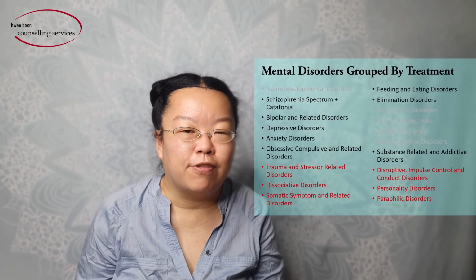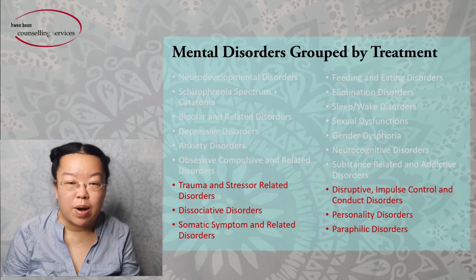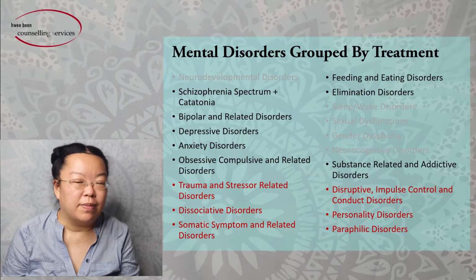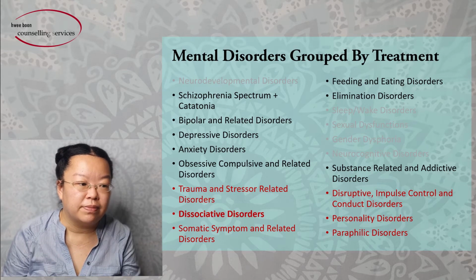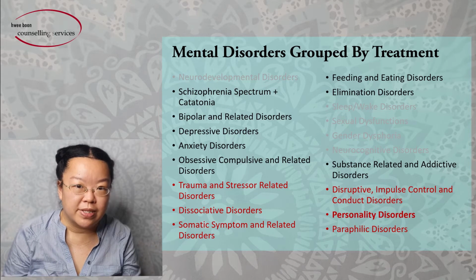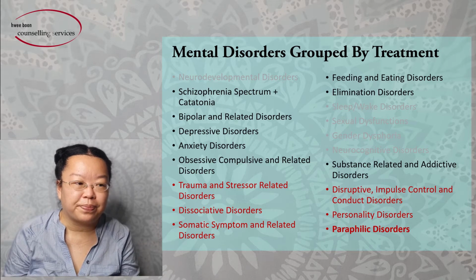So here's a list of all the 19 different mental disorders. Those that are in red are primarily disorders that improve after the client or the patient receives psychotherapy, and they include disorders like trauma and stressor-related disorders, dissociative disorders, disruptive impulse control and conduct disorders, personality disorders, and paraphilic disorders.